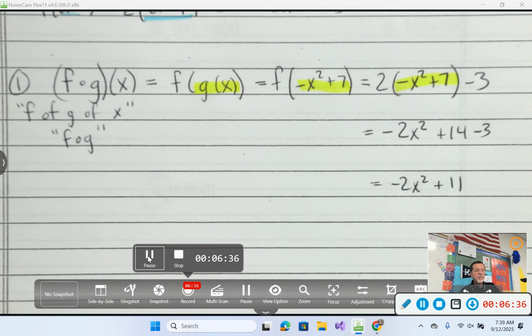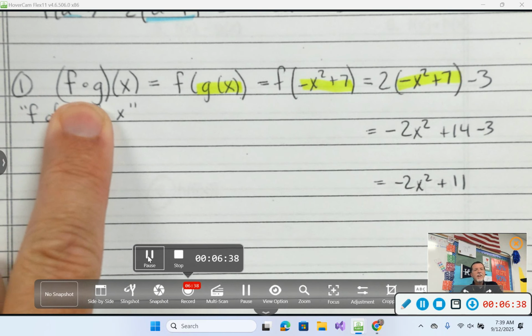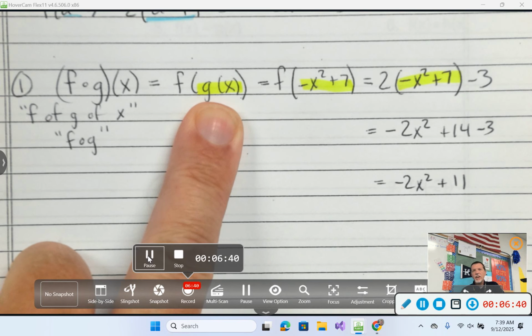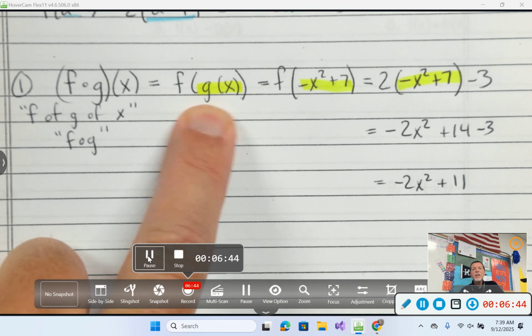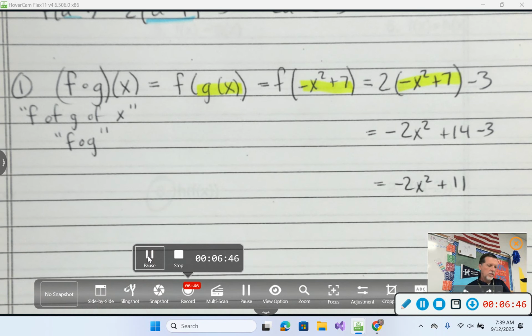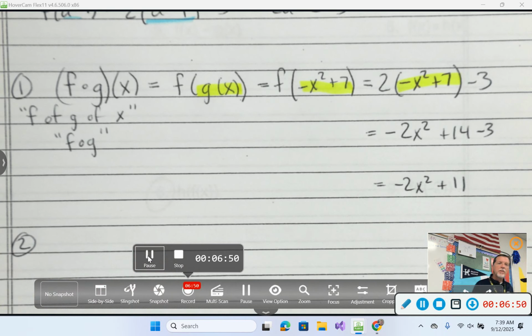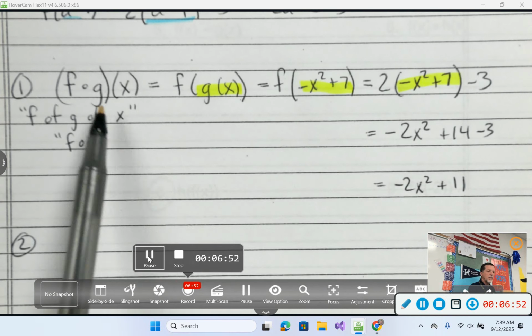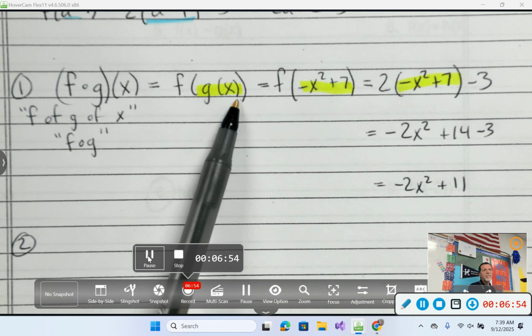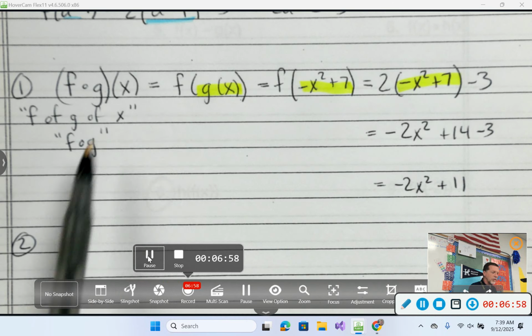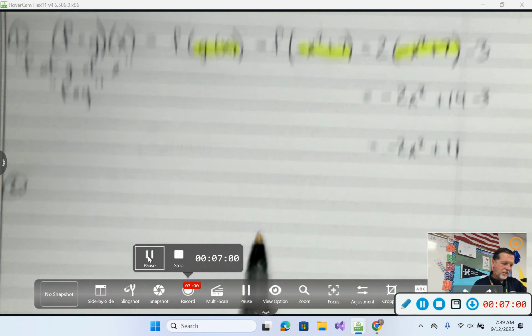So my best suggestion is when you see f o g, rewrite it as f of g of x, and then all you're doing is following directions. You're plugging g into f. Anybody want to guess what the next example is going to be? This one was f of g of x. Let's switch the order and let's do g of f of x.